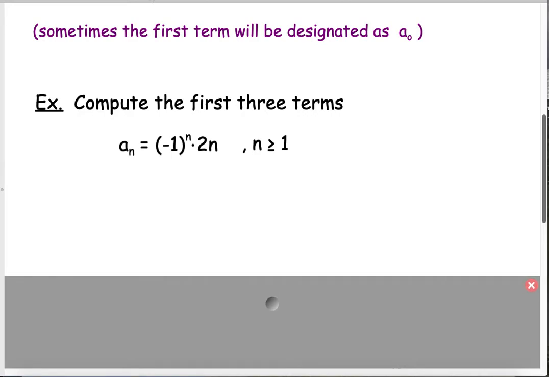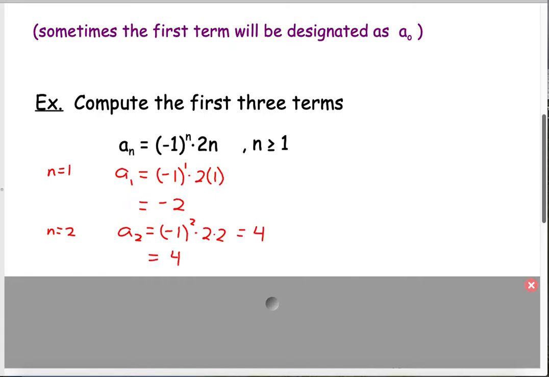So what we're going to do is say, okay, let's start with n equals 1. That's going to be a sub 1, our first term, and so we're just going to plug in 1 for all the n's. And so when we simplify that, we get -2. And then we'll let n equal 2. And that'll define a sub 2. And we'll plug in 2 for all the n's, so we get (-1)^2 times 2 times 2. And so we're going to get positive 4.